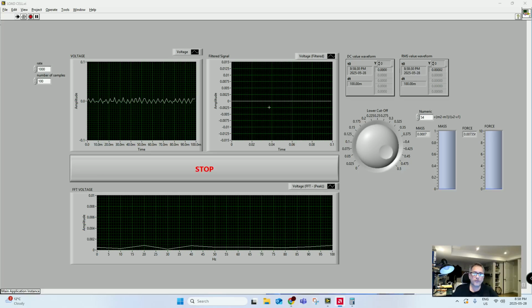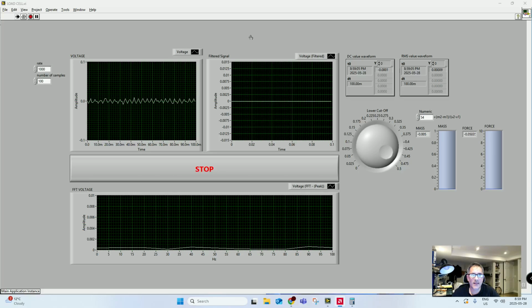What we also have is the FFT analyzer, the sample rate and the number of samples that I'm capturing with a display window of 0.1 seconds. Here I put some graph bars in order to capture the mass that I'm going to analyze, as well as the force. So we have the DC value here, which is the one captured from the filtered signal, along with the root mean square value.